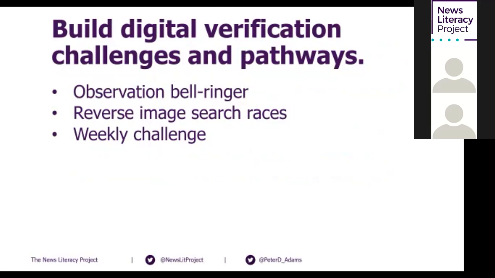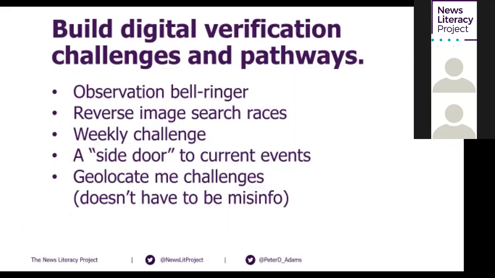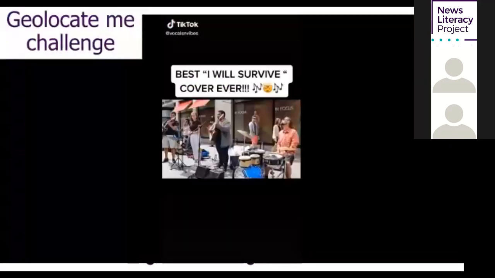So three options on just building quick challenges. You can build observation bell ringers, so just critical observation exercises like the ones we just did together earlier. You can have reverse image search races or weekly challenges. These can be pictures that you take on vacation, like this one. And then you can also build more substantive challenges and pathways. They don't have to be misinformation. So here's a final example.